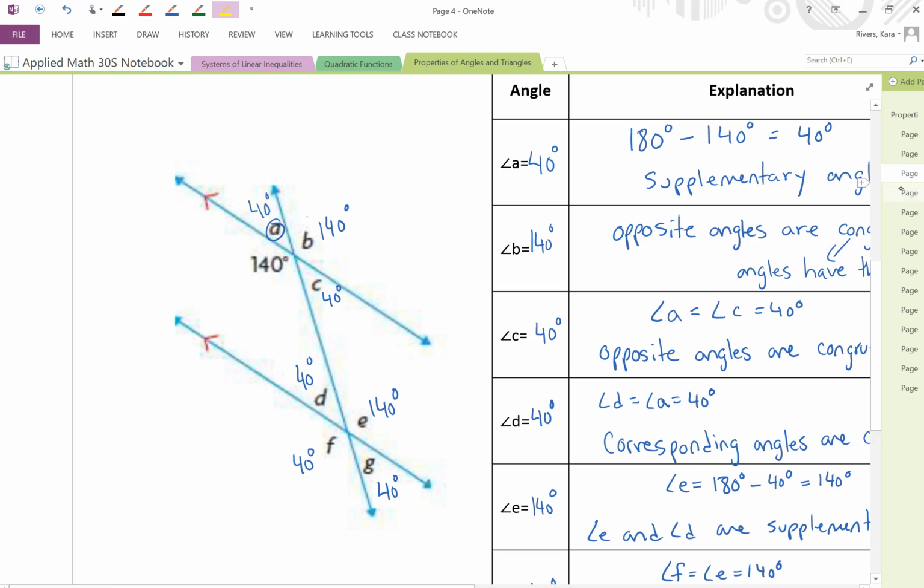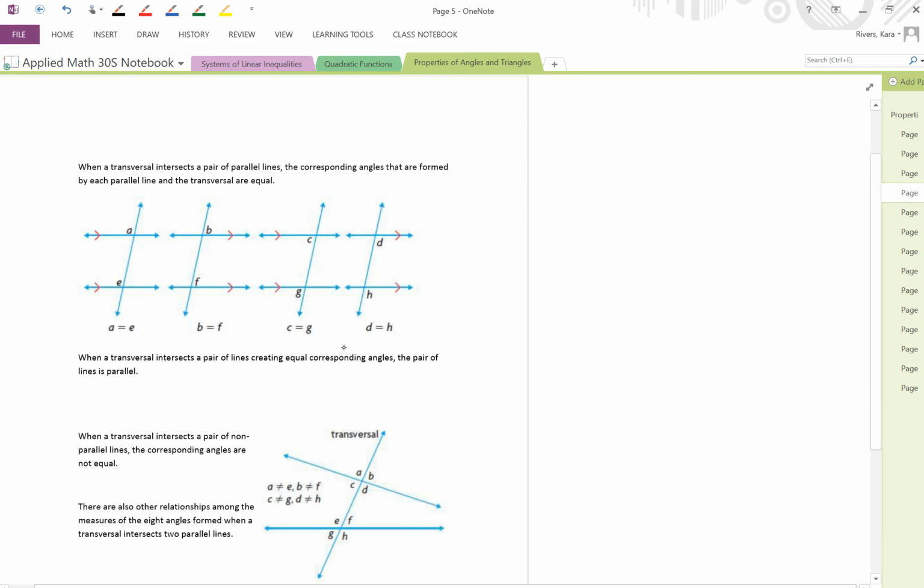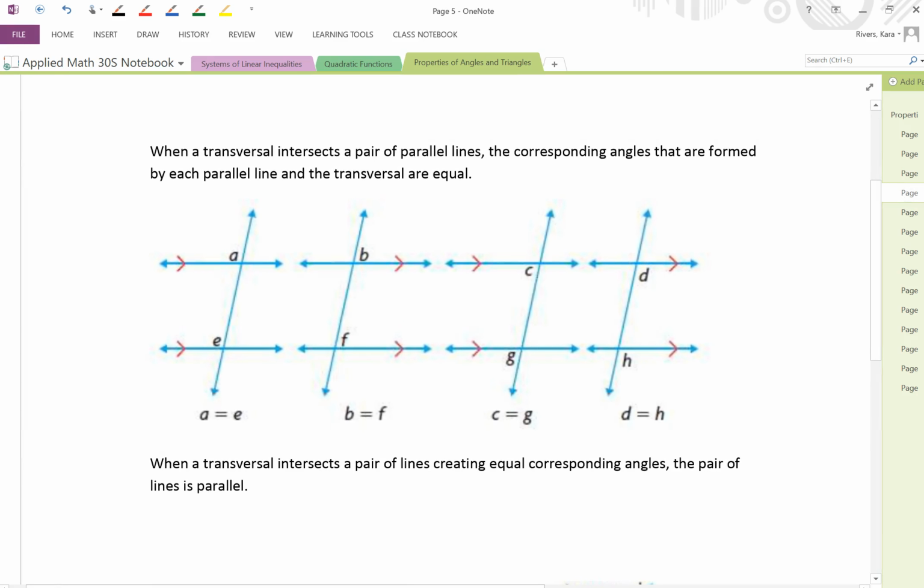So let's take a look at the next page here. It says when a transversal intersects a pair of parallel lines, the corresponding angles that are formed by each parallel line and the transversal are equal. We could have used that over and over and over again. We did need the supplementary angles to get the ones on the other side, but other than that, you didn't need to use the opposite angles or equal. It's an easy one. You can use it for sure, but as long as you had the supplementary angles and the corresponding angles, you could figure out all 8 angles pretty quickly.